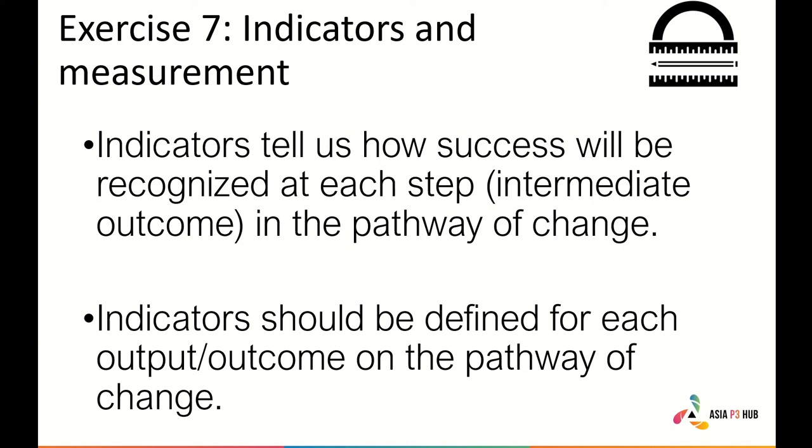For each output and outcome, you need to write down your indicators and how you're going to measure those indicators. Write each indicator on a card and stick it next to the output and outcome on your flip chart that you already developed in your previous exercises. For means of measuring achievement of your indicators, you can use a separate framework, which I will show later on in the next slide.